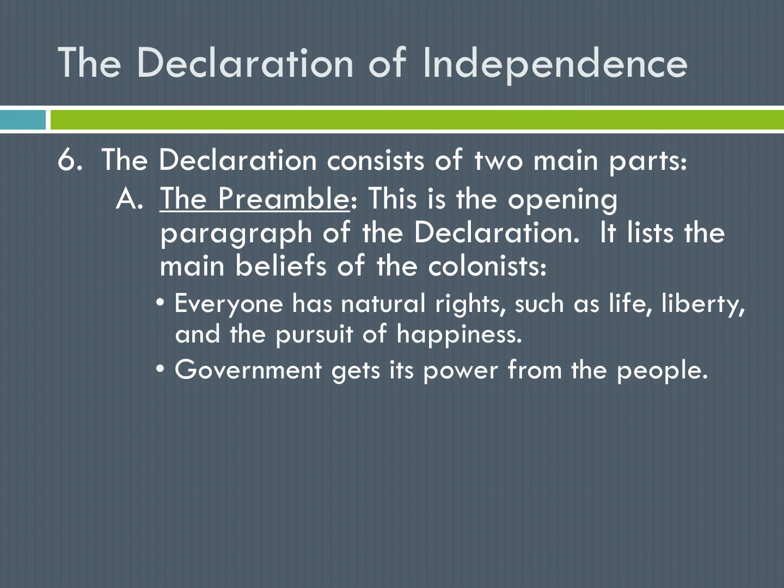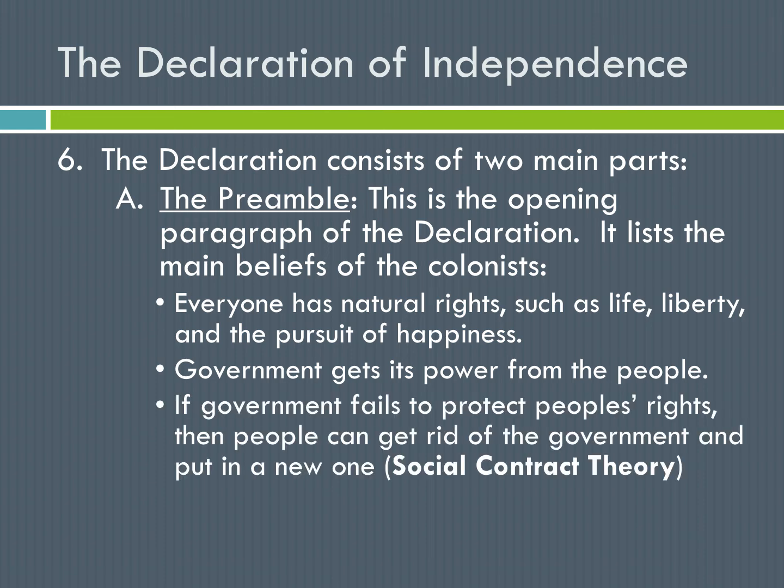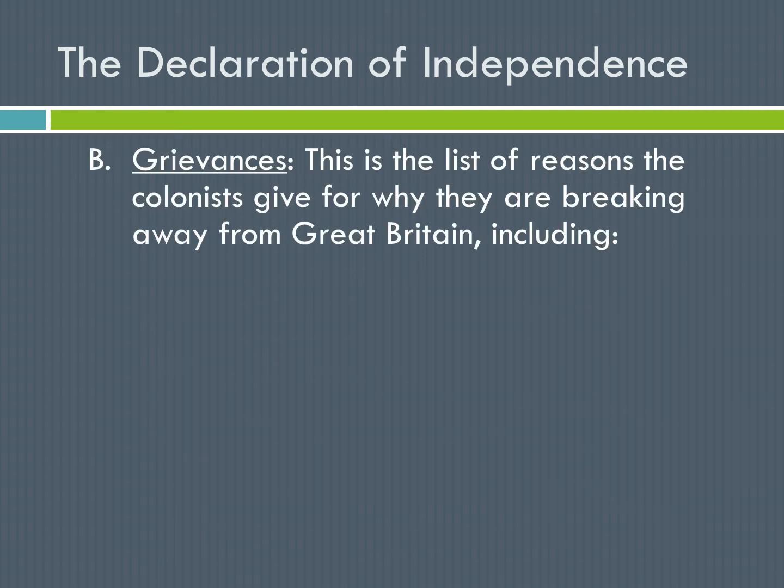That government gets its power from the people, and that if government fails to protect people's rights, then people can get rid of the government and put in a new one. That's that social contract theory. So that's that first paragraph of the Declaration of Independence, the preamble. Then is the list of grievances.